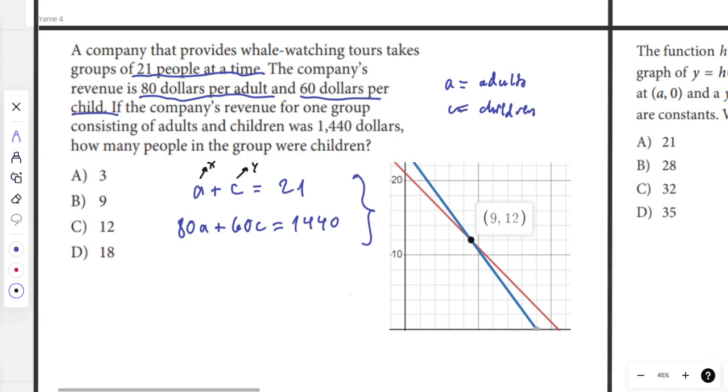Remember, we're trying to find out how many people in the group were children, and we assign children, variable C, to the Y variable. So that would mean it would be at a Y of 12, and that there were 12 children on this tour. Feel free to use traditional methods like substitution and elimination, but graphing is definitely the quickest way to go for solving a question like this on your digital SAT.